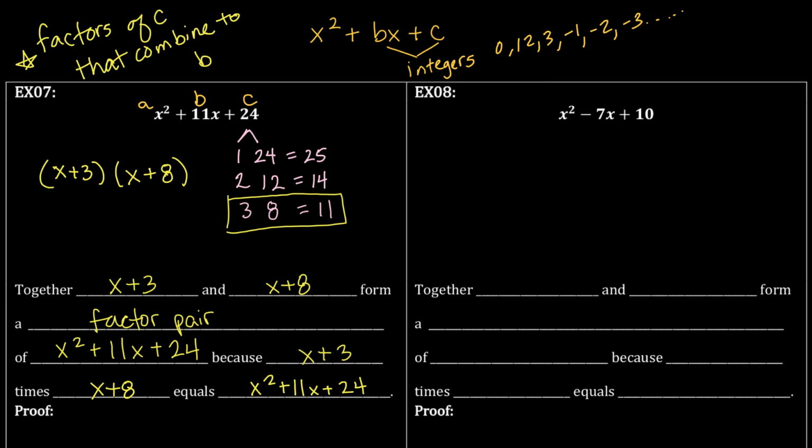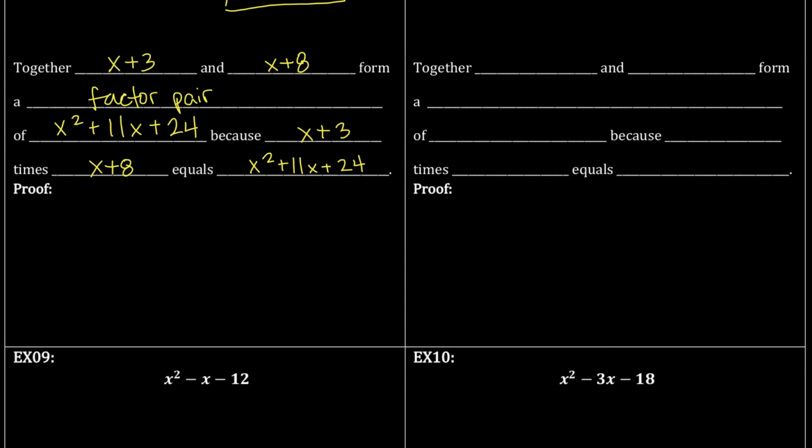Let's offer some proof with this, though. Let's prove that they are a factor pair. So x plus 3 times x plus 8. I'm going to use a different color just so we can see it slightly different. Remember, it doesn't matter what order we multiply in. We could have put the x plus 8 over here first. X times x is x squared. X times 8 is 8x. 3 times x is 3x. Positive times a positive is a positive. 3 times 8 is 24.